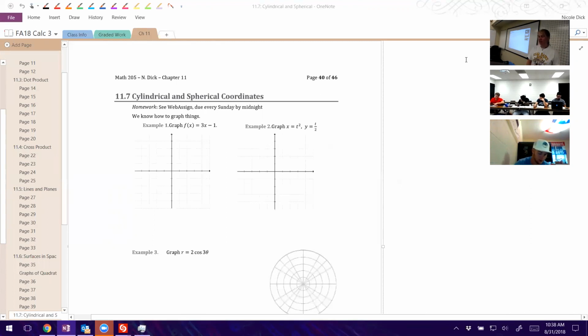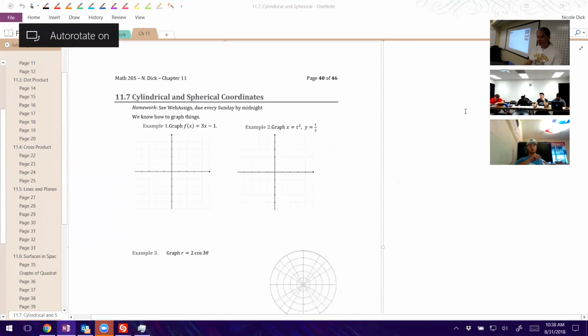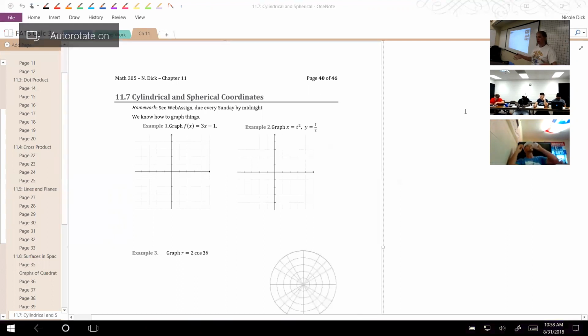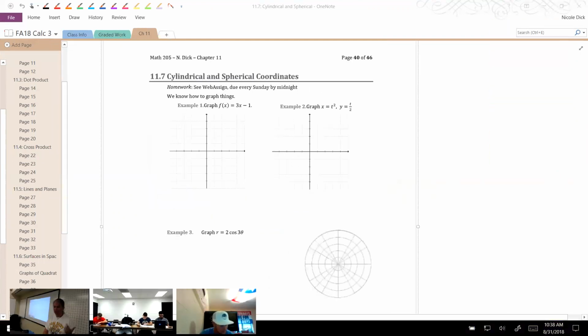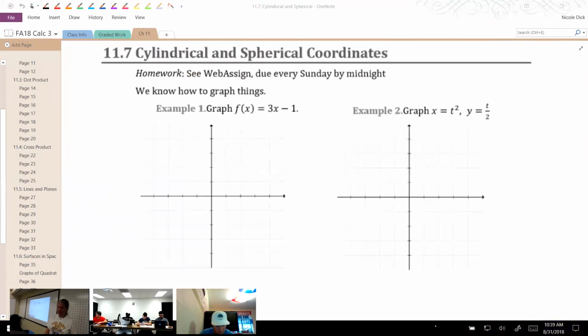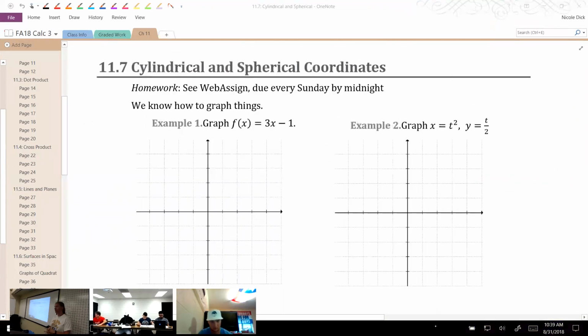All right, let's start 11.7. So if you like polar coordinates, you'll like this section. If you didn't like polar coordinates, hopefully we can change your mind. We're going to talk about basically the 3-dimensional version of polar coordinates and then a different coordinate system, a third coordinate system called spherical coordinates.